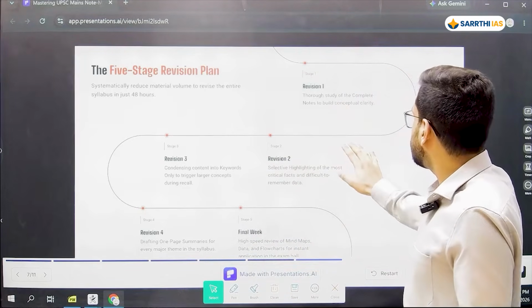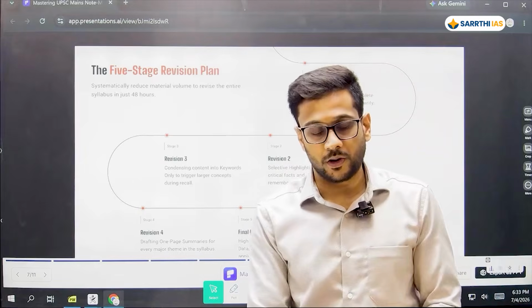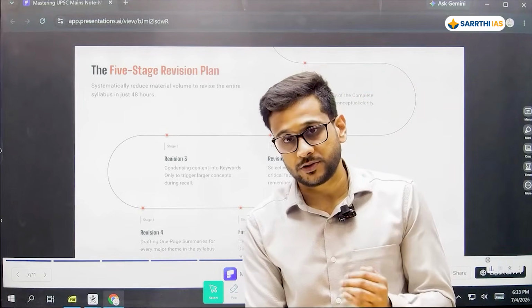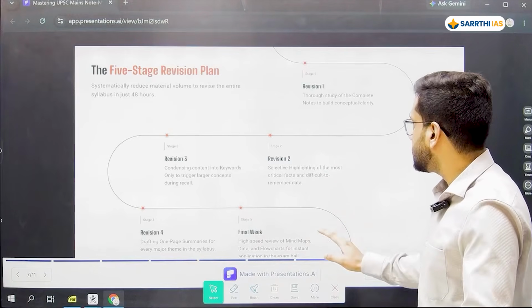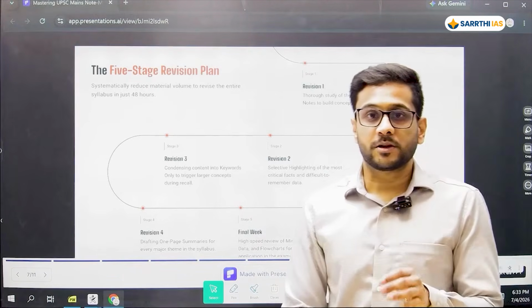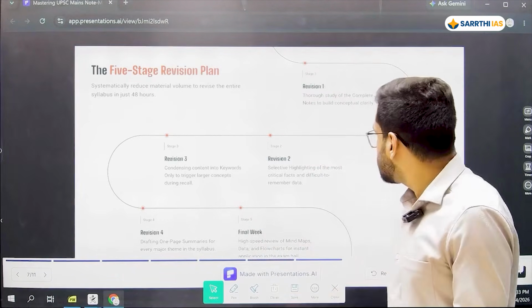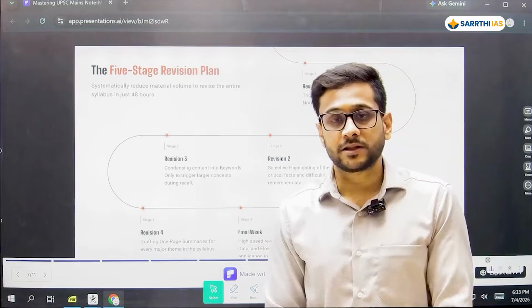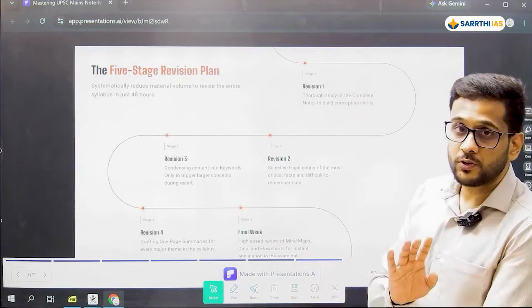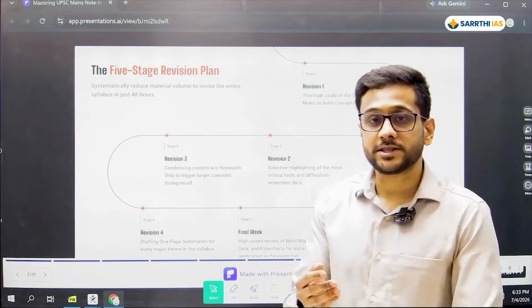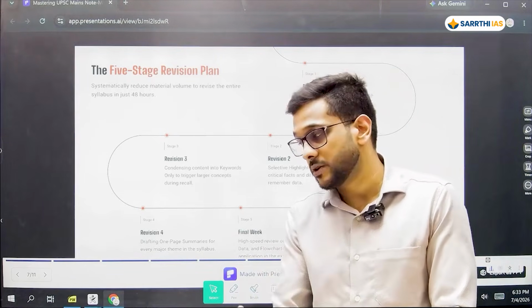So in the first revision, you have to focus on conceptual clarity, whether you have understood the concept properly or not. In the second revision, you have to highlight some of the crucial facts, some of the important keywords, and some of the things which are difficult to remember. In the second revision, you have to do just that. We have not reached that stage where we will start making notes.